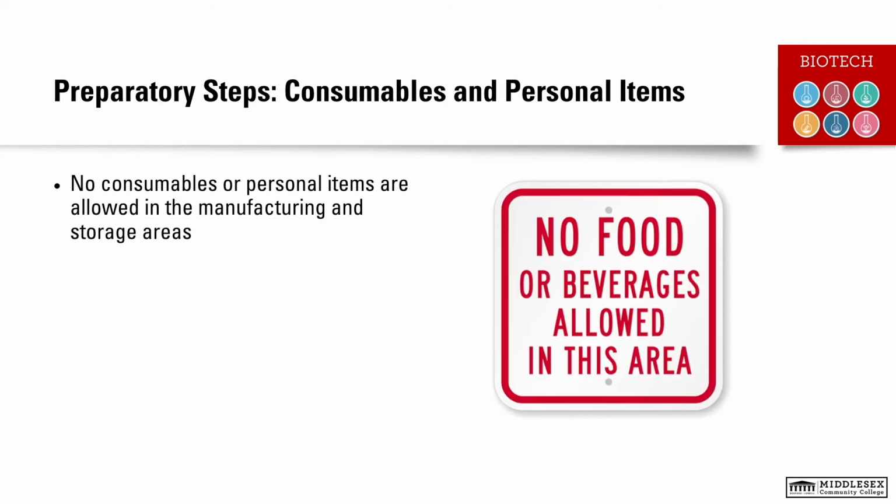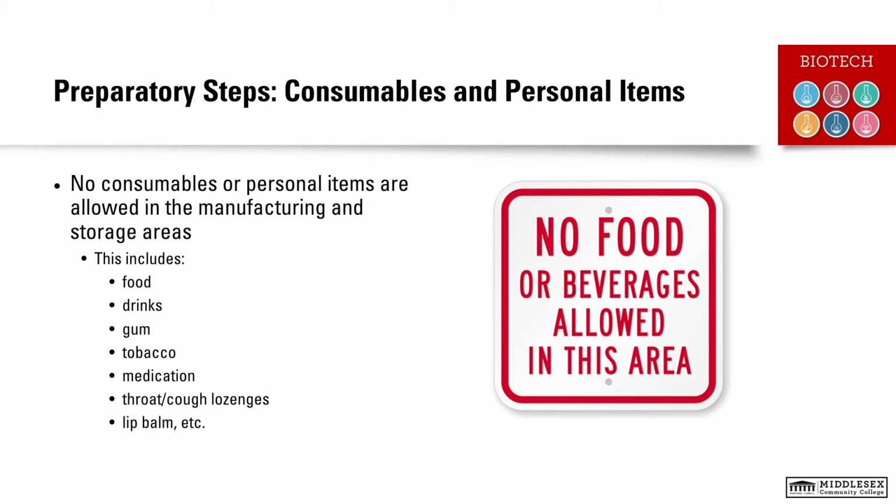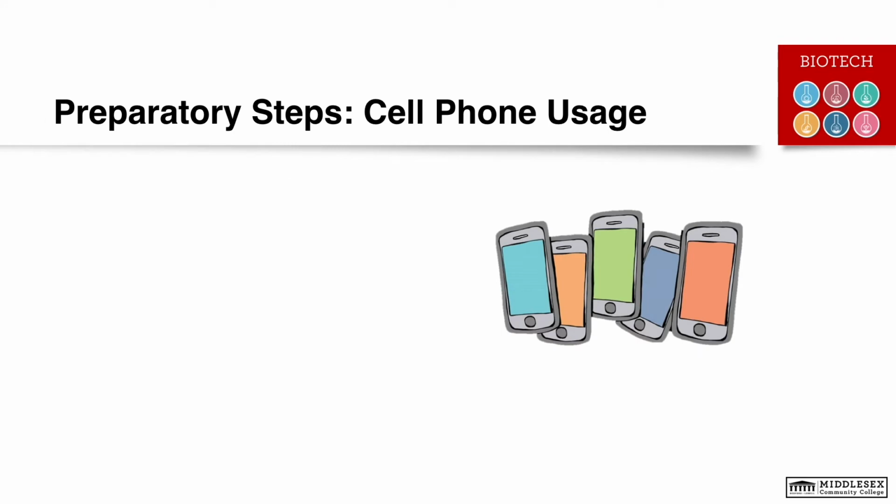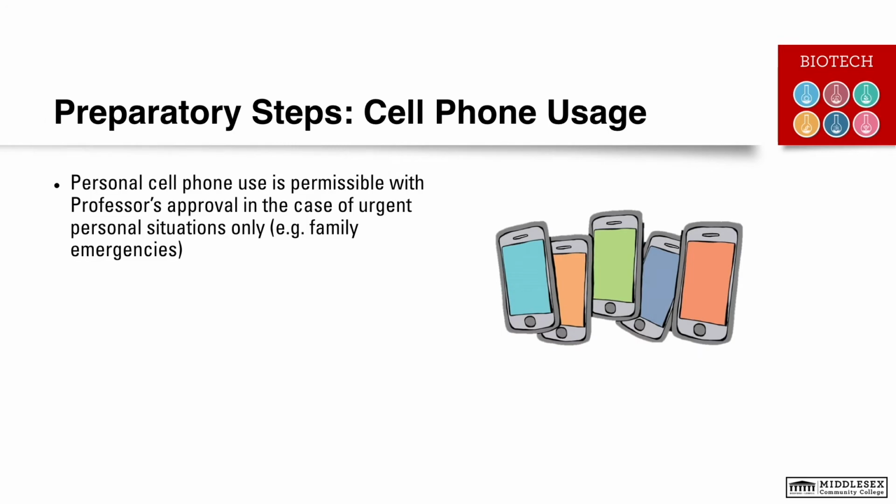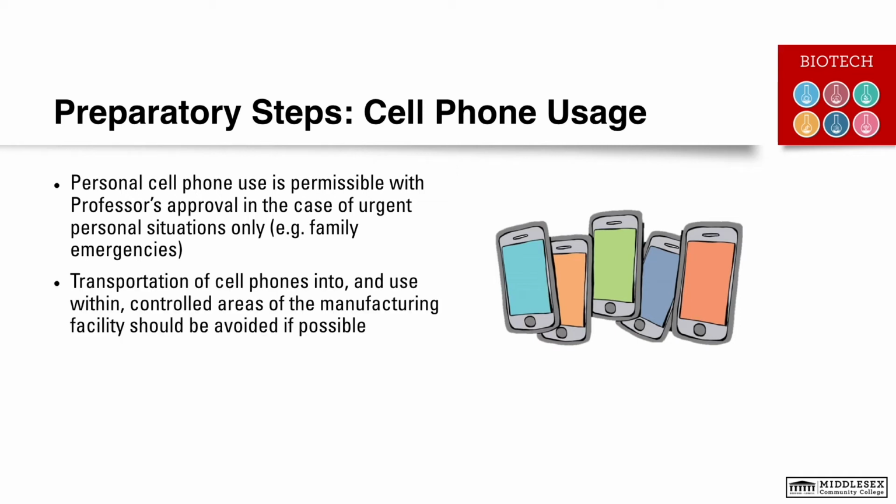No consumables or personal items are allowed in the lab area and storage areas. This includes food, drinks, gum, tobacco, medication, throat or cough lozenges, lip balms, etc. Personal cell phone use is permissible with the professor's approval in case of urgent personal situations only, which would be family emergencies. Transportation of cell phones into and use within controlled areas of the labs should be avoided if possible.